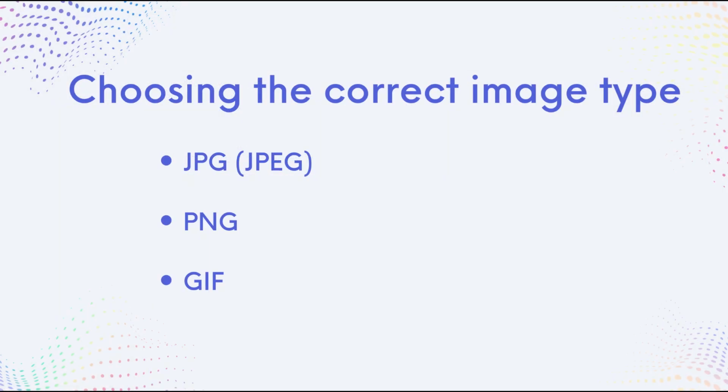WordPress lets you upload images in several formats. Most commonly, images are saved as JPEG, PNG, or GIF. JPEG is usually used for images of people and objects. PNG is a good option for graphics and illustrations, and GIF is best suited for animations.